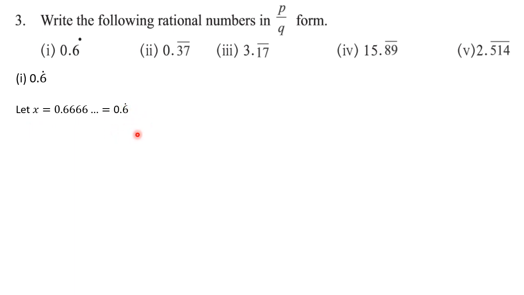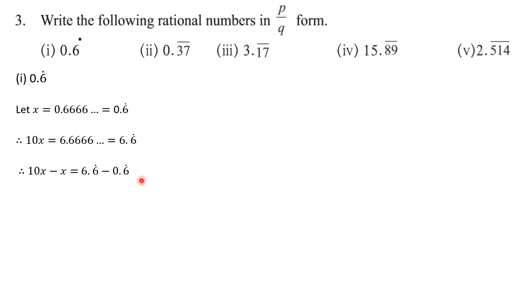Now since here only one digit is recurring, you know the multiplicative factor, that is 10. We have to multiply both the sides by 10. Here also and here also. When we multiply here by 10, this decimal point will shift by one place. So we will get 10x is equal to 6.666 recurring, which we can write as 6.6 recurring. Now the next step is to subtract. So 10x minus x is equal to 6.6 recurring minus 0.6 recurring.